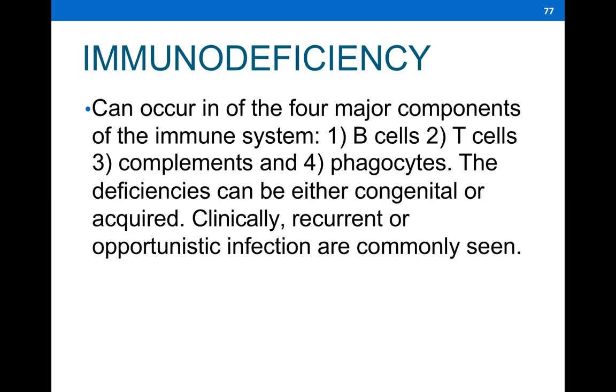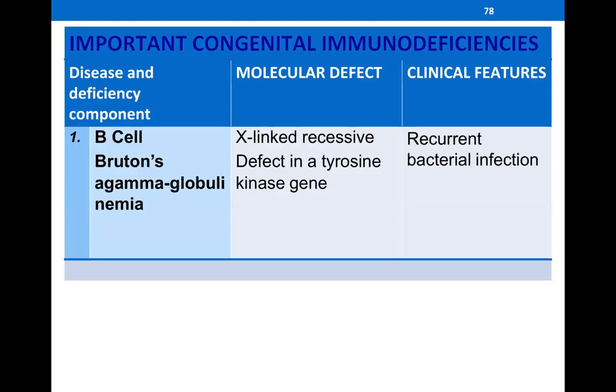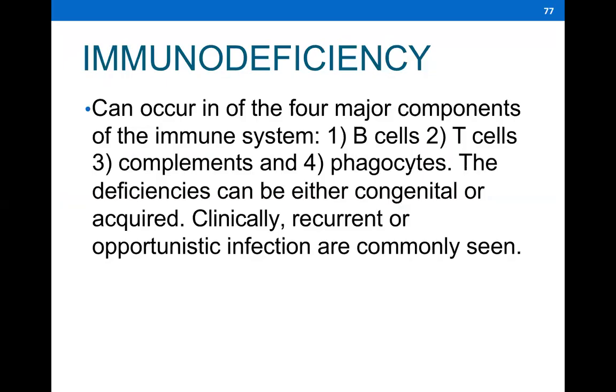All right. Being immune deficient or immunocompromised, recurrent or opportunistic infections such as your fungal infections are commonly seen. So not just fungal, you can also acquire parasitic or bacterial infection.